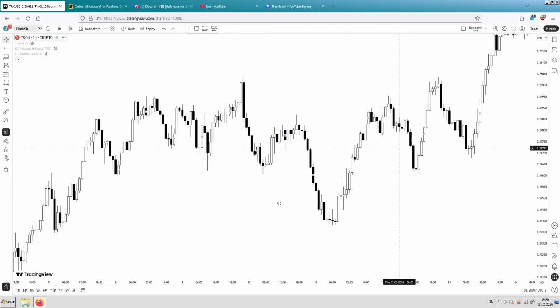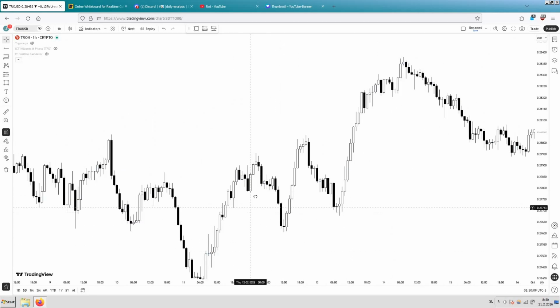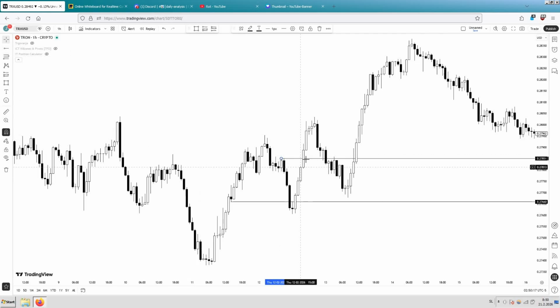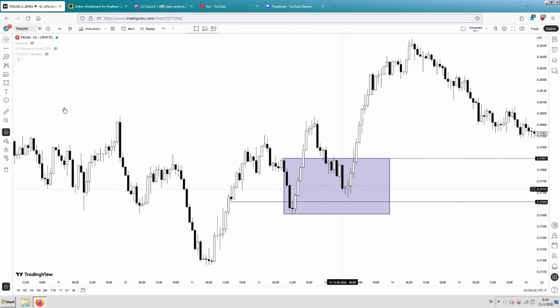It's really simple. Then what else do we have? We have a low. We have a high. Okay. The last move before break of structure is an order block. What does the price do? The price comes into the order block.